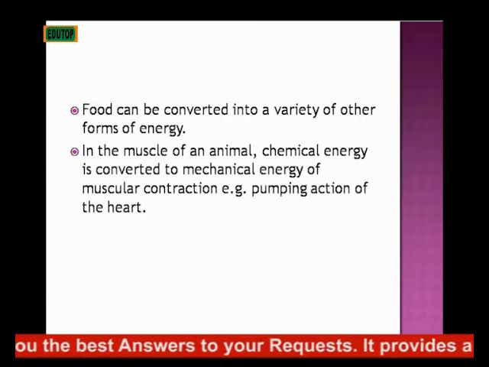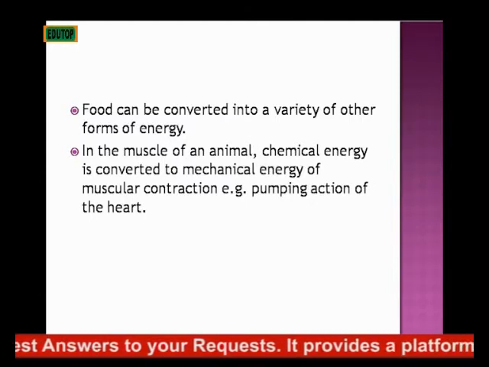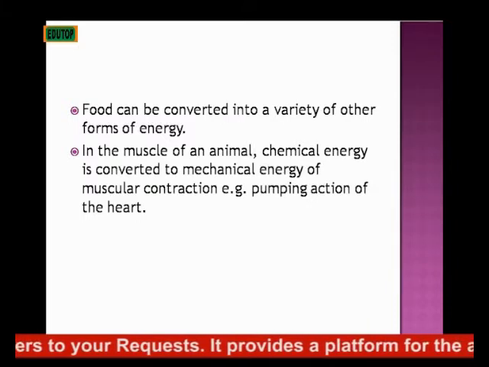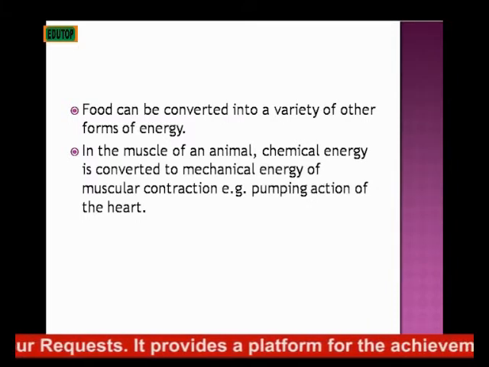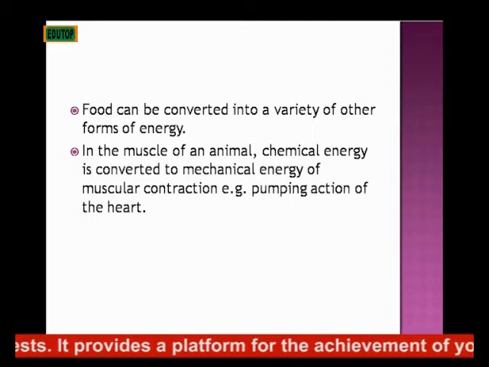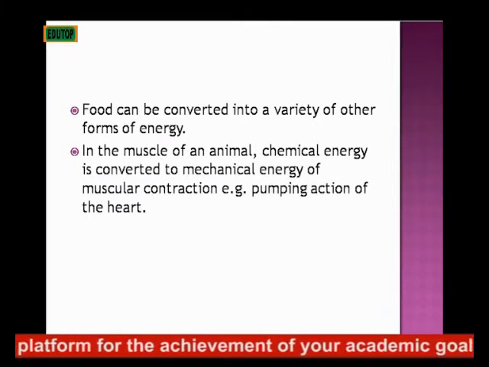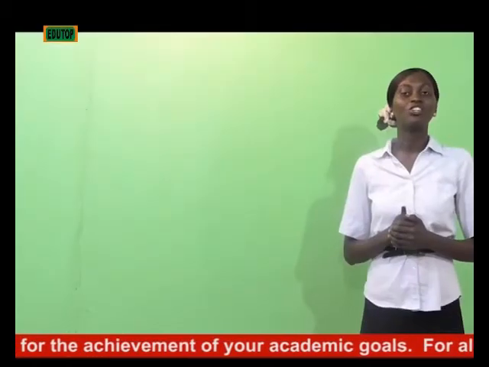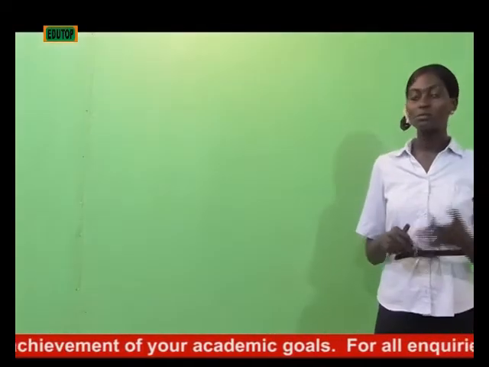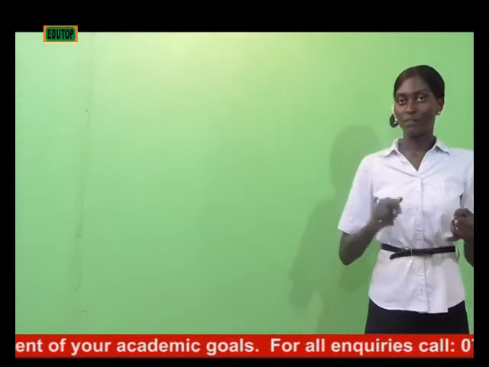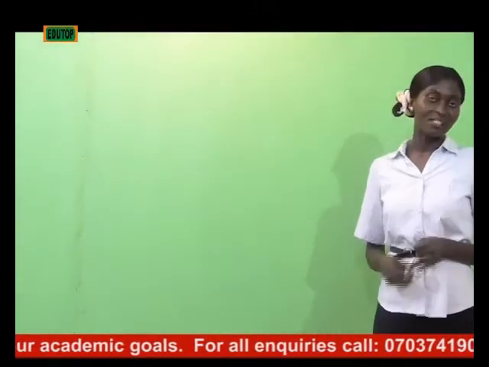Then in the muscle of an animal, chemical energy is converted to mechanical energy of muscular contraction. By the time the heart is contracting, the pumping action of the heart, you find that's another conversion of chemical energy into mechanical energy. And mechanical energy is divided into two. We have the potential energy and the kinetic energy.